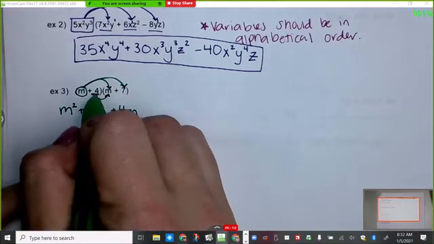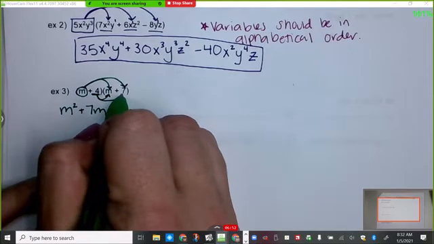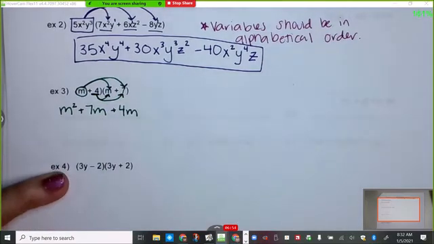And then last. This is the last of that parentheses. What's 4 times 7? 28.